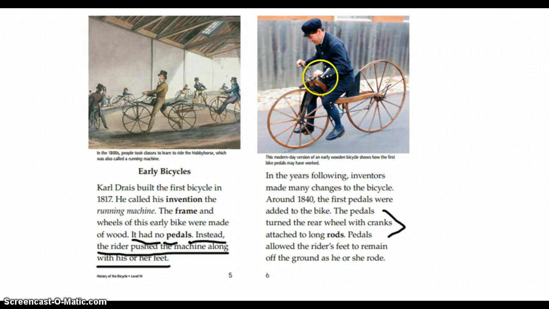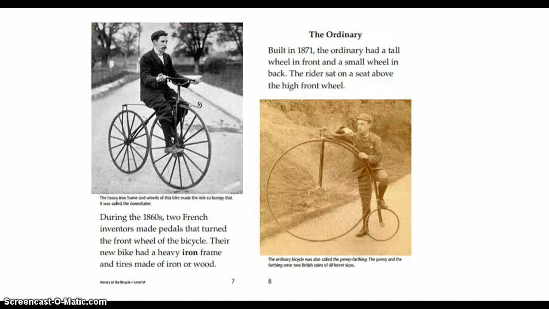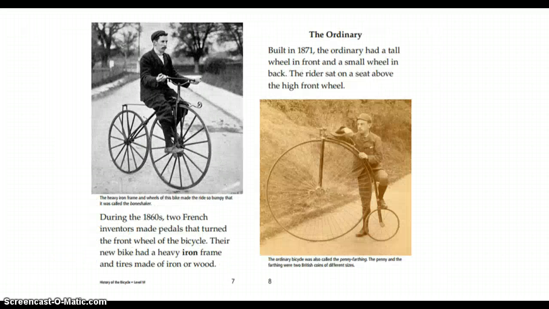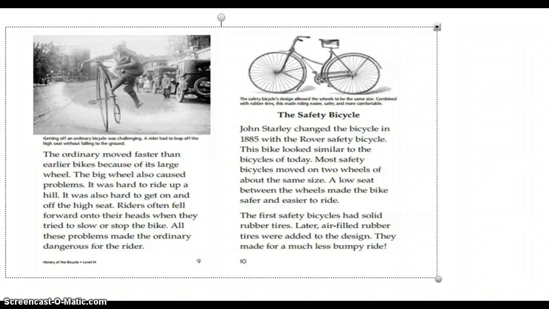You guys are now going to get a chance to do the same thing. You're going to read the section of this book called The Ordinary. The ordinary starts right here, and then it goes on to the following page. You're going to read that section, and you're going to say two facts that you learned in your own words. After you do the section for the ordinary, you're going to be able to go on and do it for the safety bicycle as well.